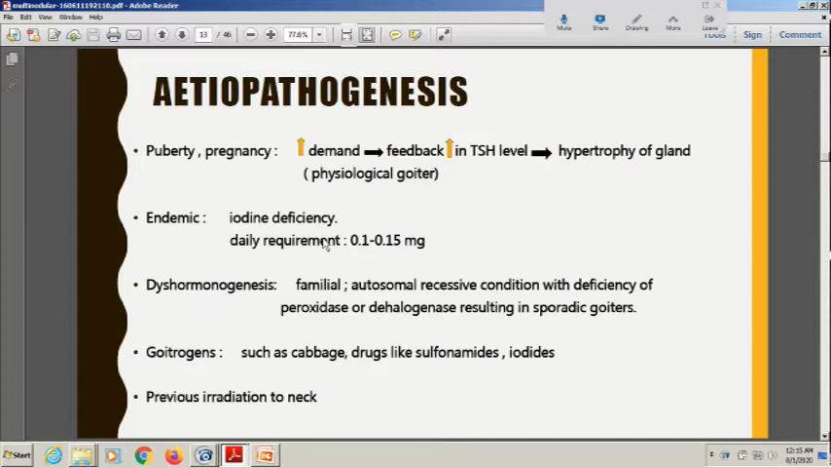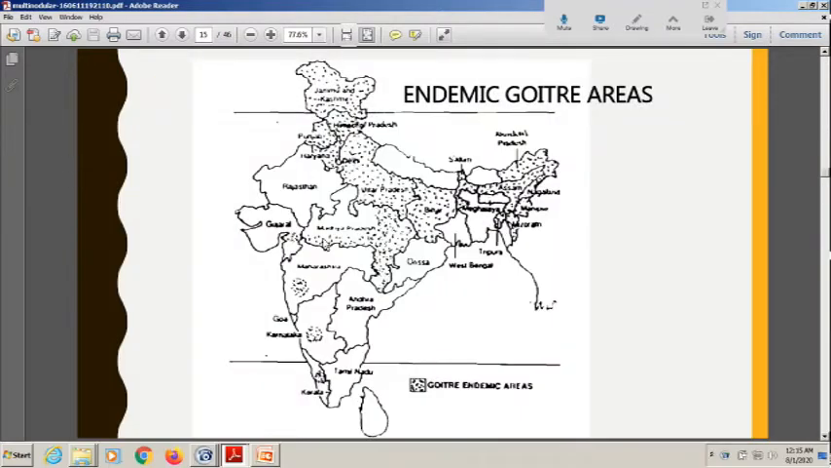You can see in this diagram, in India there are many areas of endemic goiter, like in the central area, which are away from the sea. These are the areas where endemic goiter is most common.